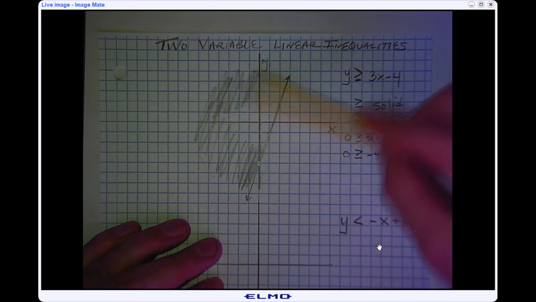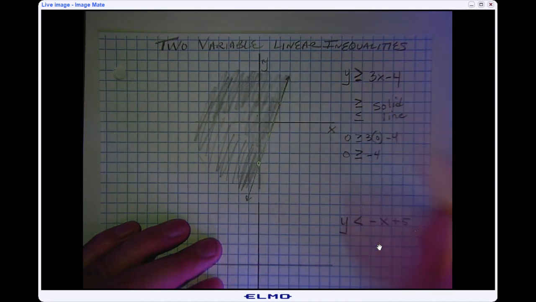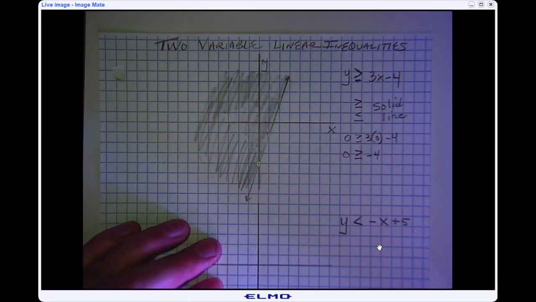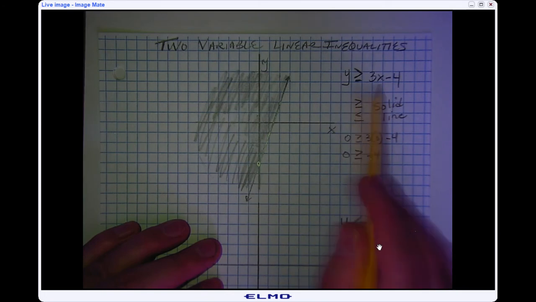Now remember, this goes on forever, so you would shade everything that's on this side of the line, every coordinate point. So for example, -2, 2, which is a coordinate point in the shaded region, when I put that in, it would make that true.